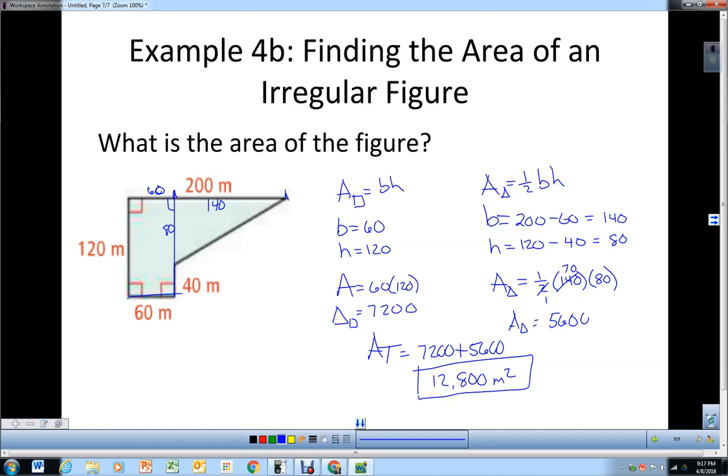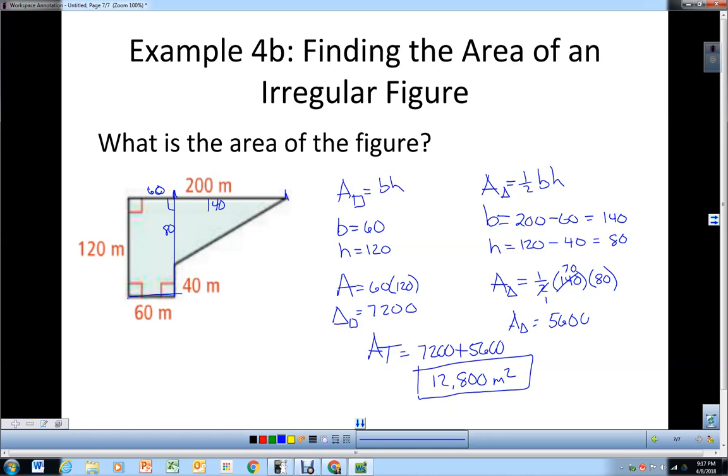So now we'll multiply them out. 60 times 120 is 7,200. And 1/2 of 140 times 80: the 1/2 goes into 140 70 times. So we get 70 times 80, which is 5,600. We take our two areas here, add them together, 12,800 square meters.